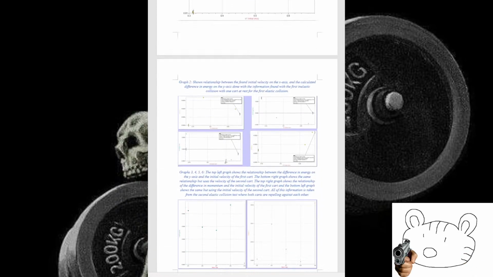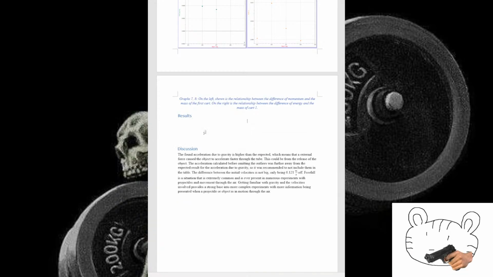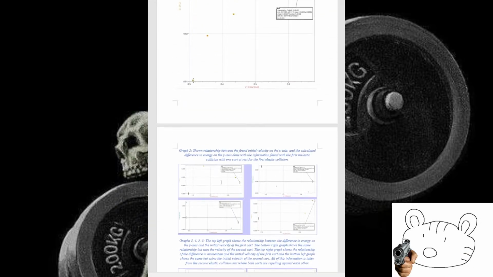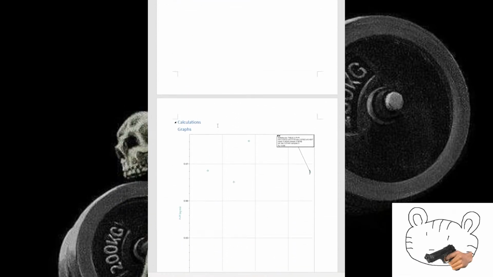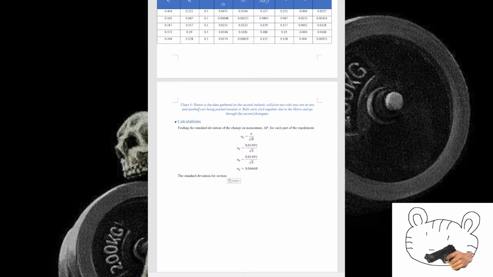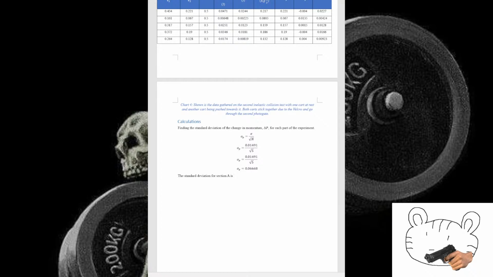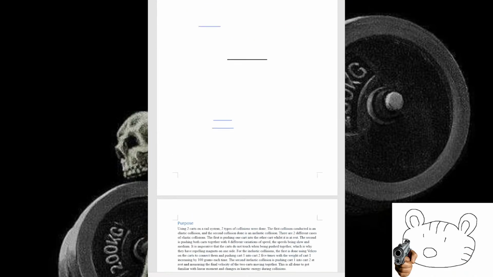Oh, whoopsie daisies. Where am I doing my calculations? I'm doing it in the result. Fun fact, Control X both copies and deletes what you've written, so it's very useful, so that you don't have to copy then delete. So the standard deviation for section A is, so now I need to go grab the delta P.